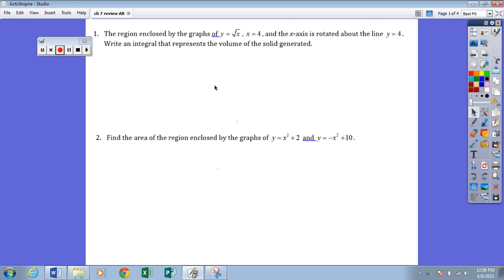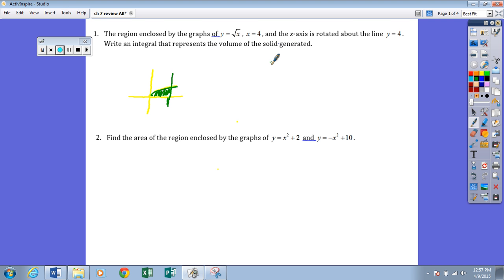So we're going to start with number 1. I always like to draw a picture, right? So I am going to start by sketching the square root of x in this little space right here. Let me switch to a better color here. Okay, so square root of x looks something like that. And then x equals 4 might look something like right here. So we're looking at this area of these two enclosed. I'll kind of shade that in.